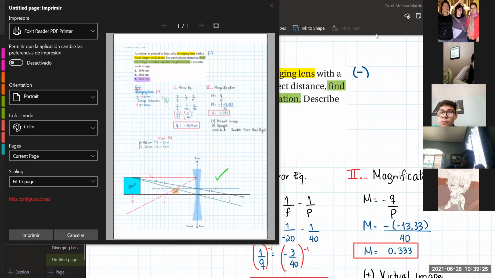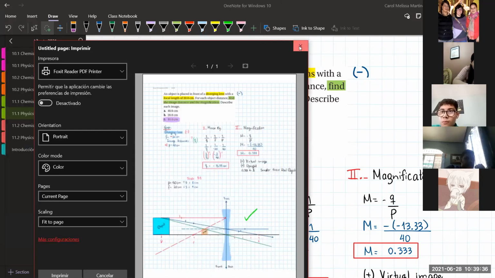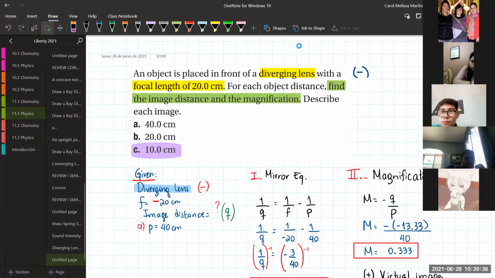Yes, it's gonna come this topic. The last two topics, okay? What are the last two topics in physics? Diverging and converging lens.